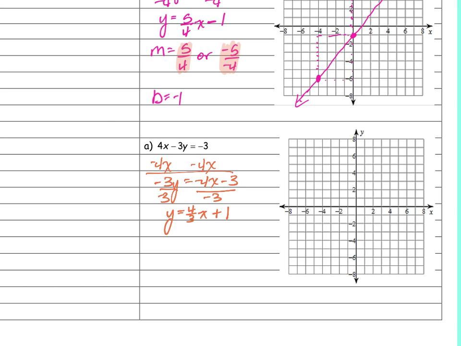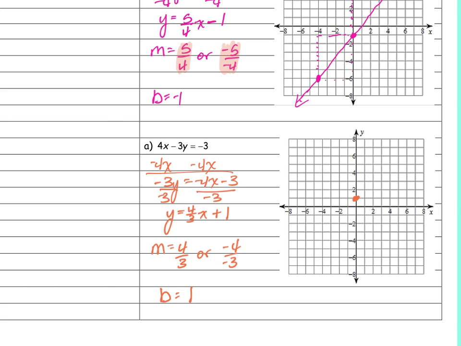Okay, make sure if your answer is not the same as mine, if you can't figure out what went wrong, make sure you ask me and we can talk about it, okay? So my slope is 4/3, or I can say they're both negative, -4 over -3, that's fine. And my y-intercept is 1. So on my graph, I'm going to start at 1.